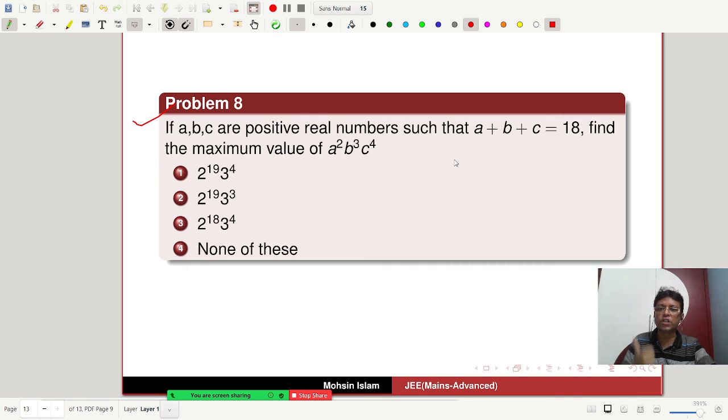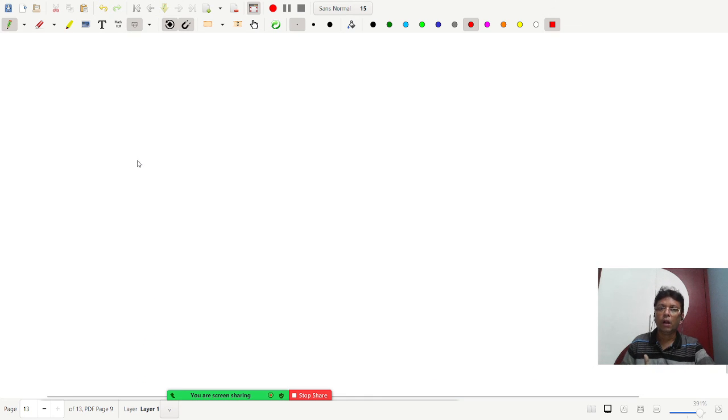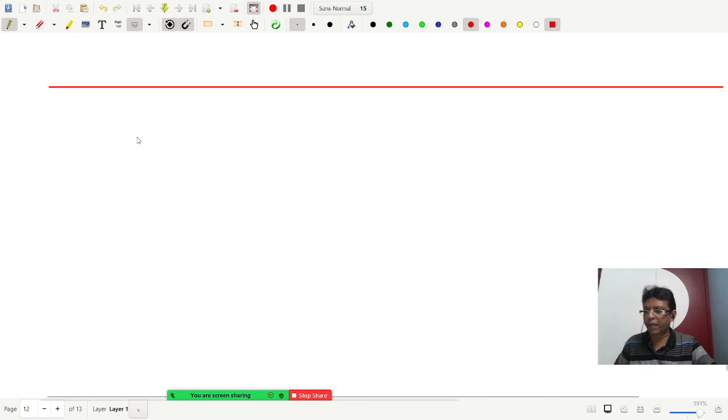So I will use weighted arithmetic mean and weighted geometric mean here. Before that, I will explain what weighted arithmetic mean is. Weighted arithmetic mean is basically about the weights.